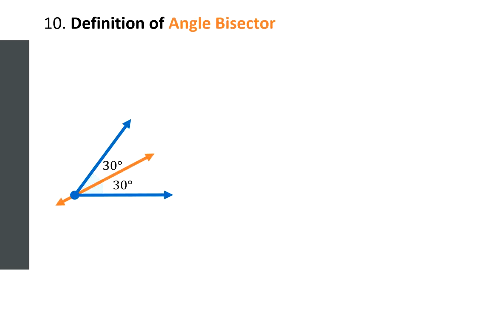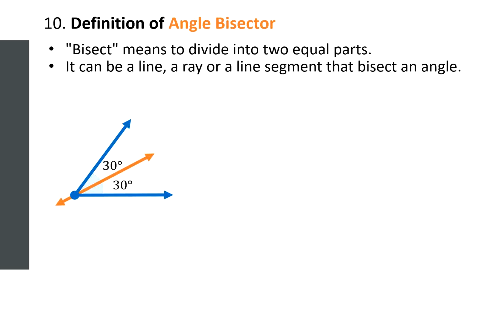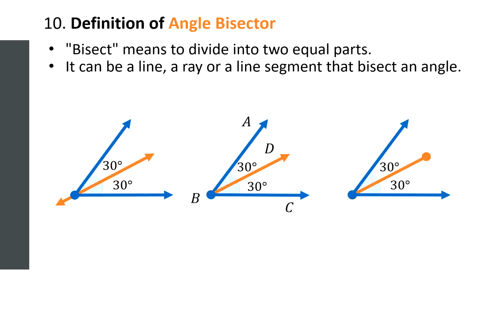Number 10, definition of angle bisector. Bisect means to divide into two equal parts. So, pag sinabi nating angle bisector, hahatiin mo lang yung angle into two congruent parts. So, pwedeng ang panghati mo sa angle ay line, pwede ring ray, pwede ring line segment into two congruent angles. So, makikita mo, they both measure 30 degrees na.